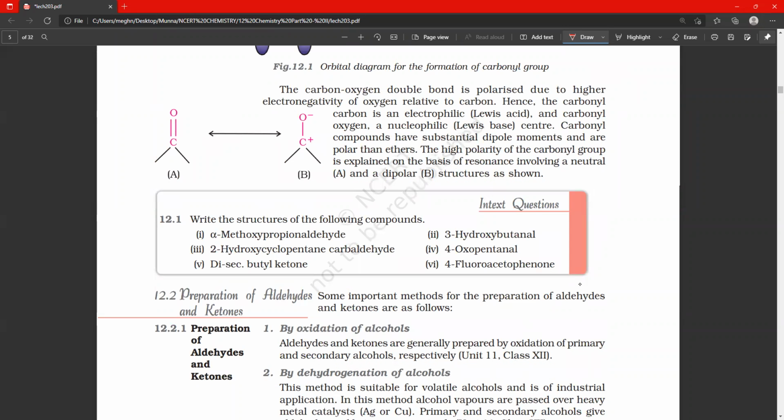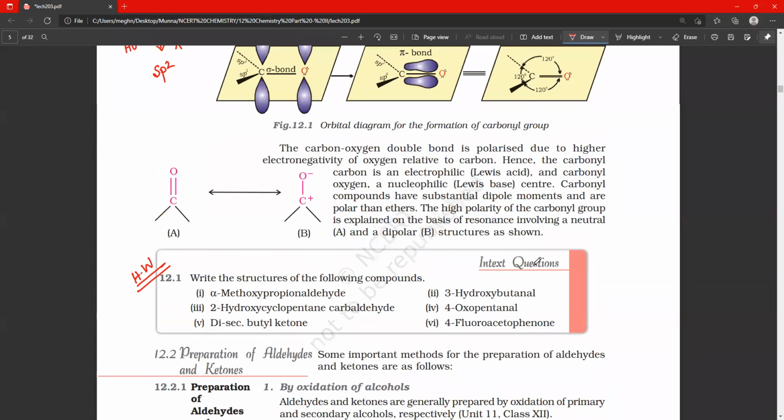Now, this is your homework. All of you are going to solve it and send it to me. Don't send it in the group, send it on WhatsApp. Send it to me personally. All of these you are going to complete yourself.